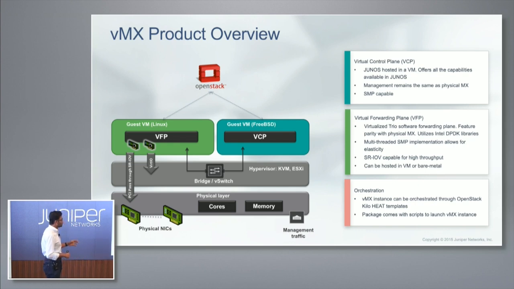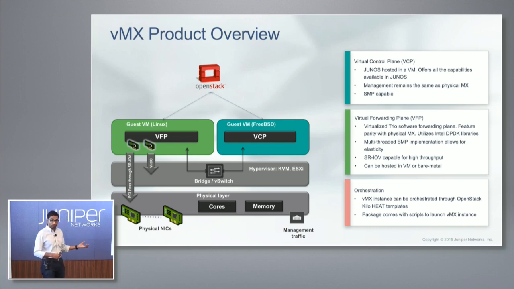The control plane, as I mentioned before, is Junos, so it just maintains Junos cycles. Every time there's a Junos release, you get an image for the virtual control plane. The virtual forwarding plane is what we call our Trio software forwarding plane. Trio is the name of our ASIC architecture on our physical MX products, where what we've done is virtualized that architecture. And we make use of Intel DPDK here.